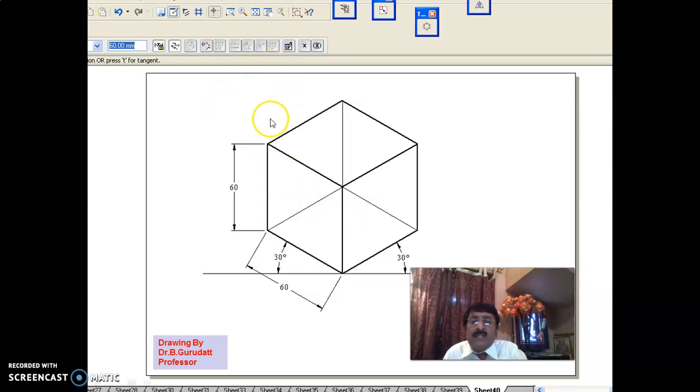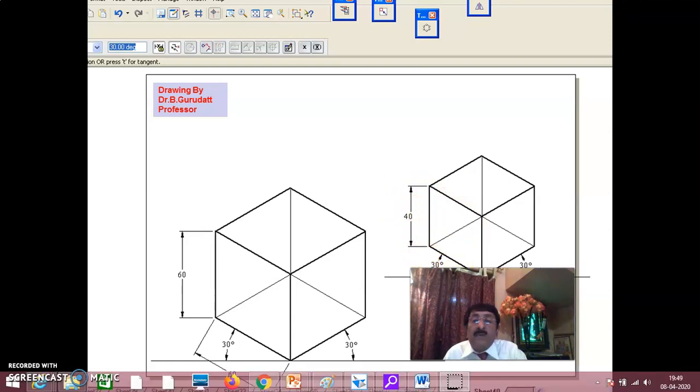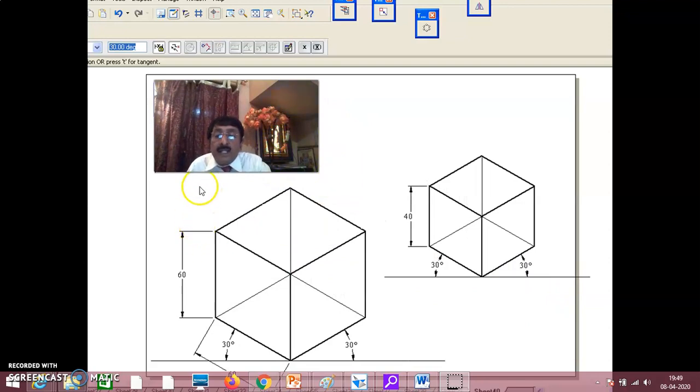Now, the beauty here is that you don't have to draw again. For the 40 mm cube, select the entire thing, move, copy and paste here, and take a scale factor of 40 by 60, so that the 40 mm cube is directly obtained here. The scale factor is 40 by 60, and you directly get a cube of sides 40.